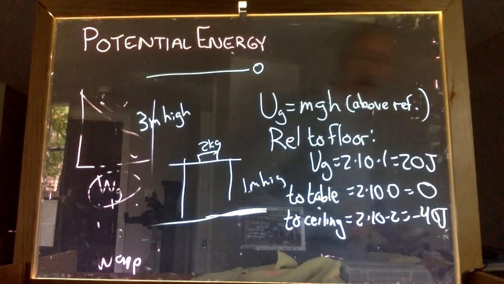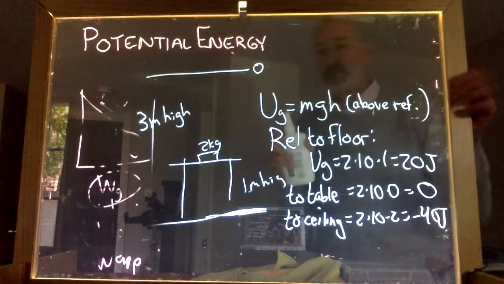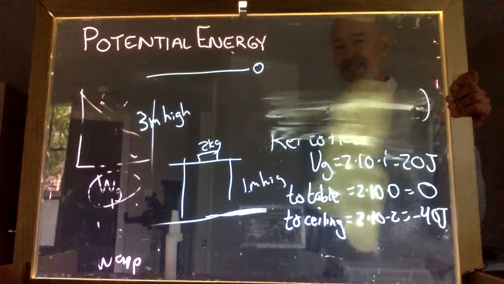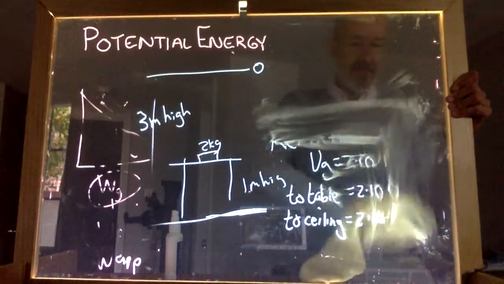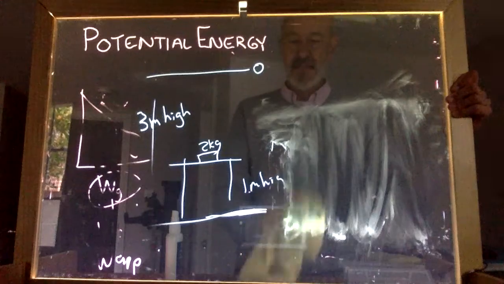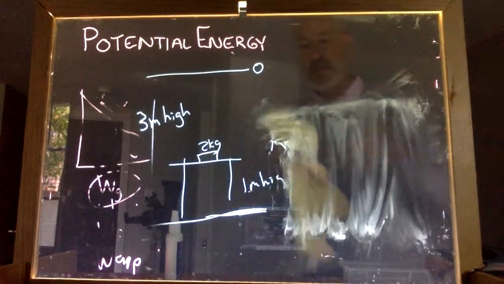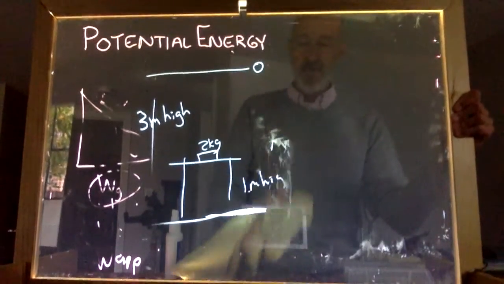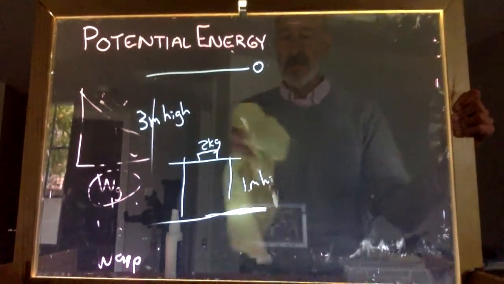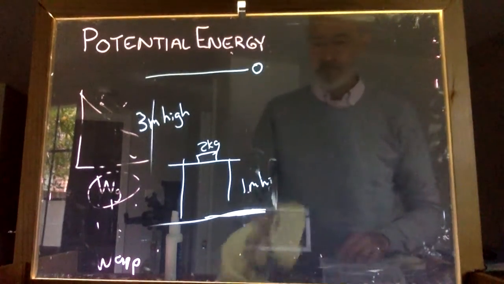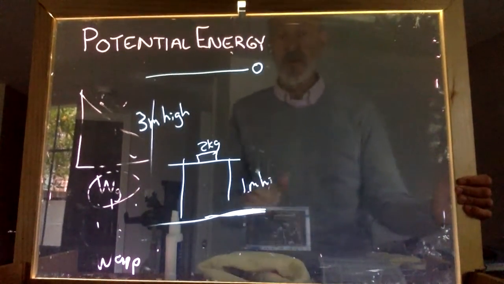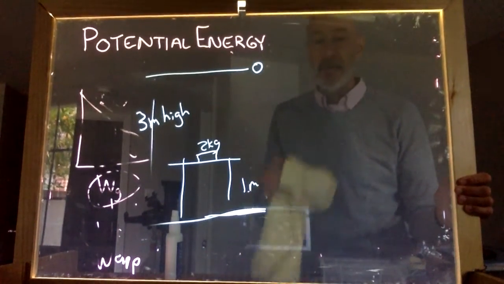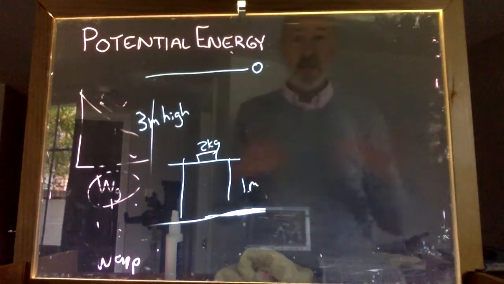Okay, so I'm now going to talk about dropping that book. That book slides off the table onto the floor, and I'm going to show you how we use potential energy. I want to find out how fast that book is going when it reaches the floor. Of course we can do this with Newton's second law and our kinematics equations, but I want to show you how we solve that with energy.